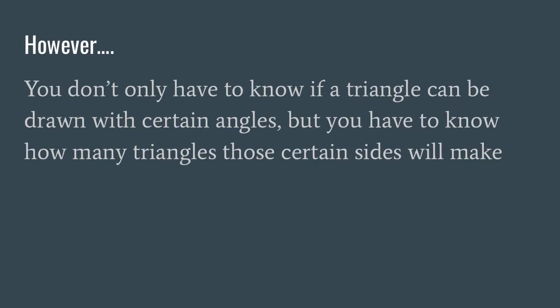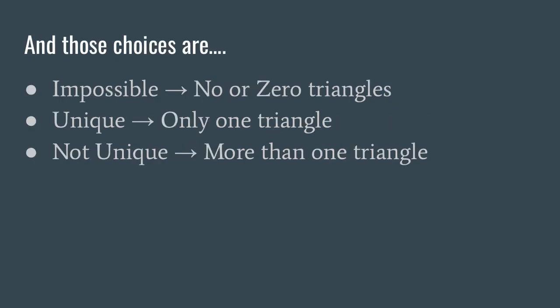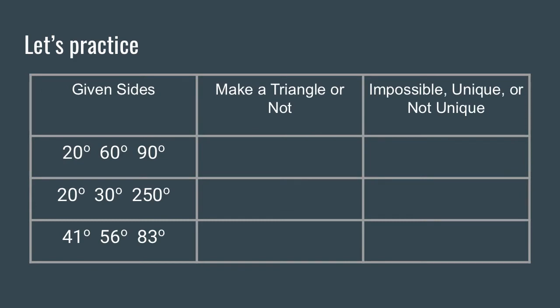However, you don't only have to know if a triangle can be drawn with certain angles, but you have to know how many triangles those certain sides will make. And those choices are impossible, no or zero triangles are possible, unique, only one triangle, and then not unique, more than one triangle can be drawn. So let's practice them. So here are some situations that we're going to look at.